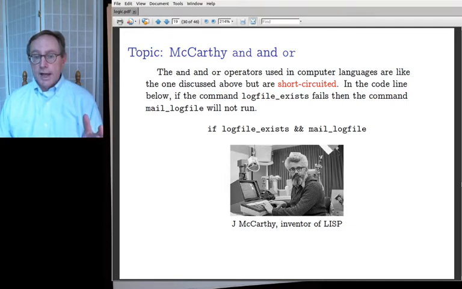It's a little bit peculiar mathematically because if you go back and look at the definition of AND, P AND Q is exactly logically equivalent to Q AND P. But that's not true here. If you had written them in the opposite order, mail log file and log file exists, you would have had a failure in the script. So it's a little bit peculiar mathematically. I made it a topic because it's not really mathematical, but it's of interest. It's something that a person sees.